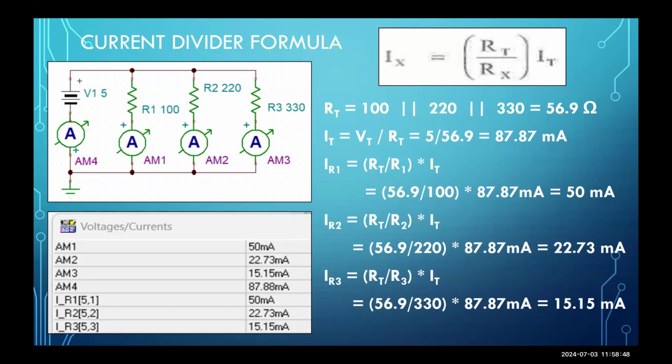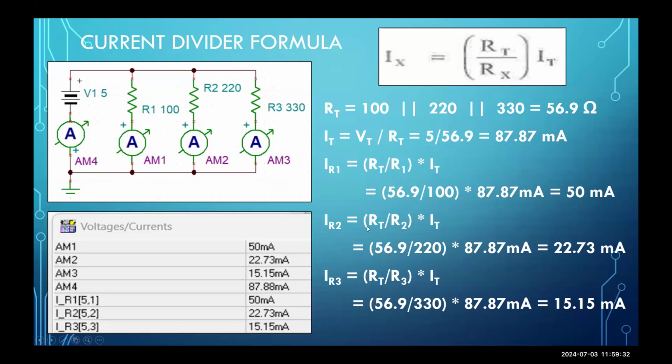So if we take a look at IR1, current through the first branch, using this formula, it's in parentheses, R total divided by Rx. So if I want to calculate the current for the first branch, I would use the R total of the circuit divided by R1 of the first branch, and then times my current total. So in this case, 56.9 divided by 100, 56.9 is my R total, divided by 100, which is my R1, right over here, R1's 100 ohms, and then multiply by 87.87 milli, I get 50 milliamps.